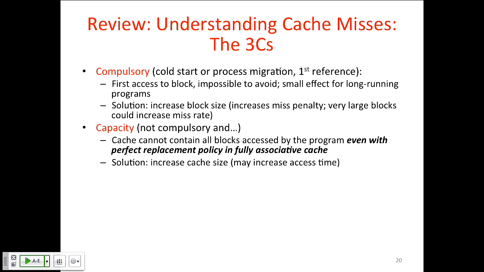Capacity misses are when there's no way your cache is big enough to have avoided that miss. The actual definition is that the cache cannot contain all the blocks accessed by the program, even if you had a perfect replacement policy in a fully associative cache. Even if the cache could look into the future, figure out the next billion requests you're going to make, and kick out exactly the right entries to improve your miss rate, you're still going to get a miss because there just isn't enough space to hold all the data you need.